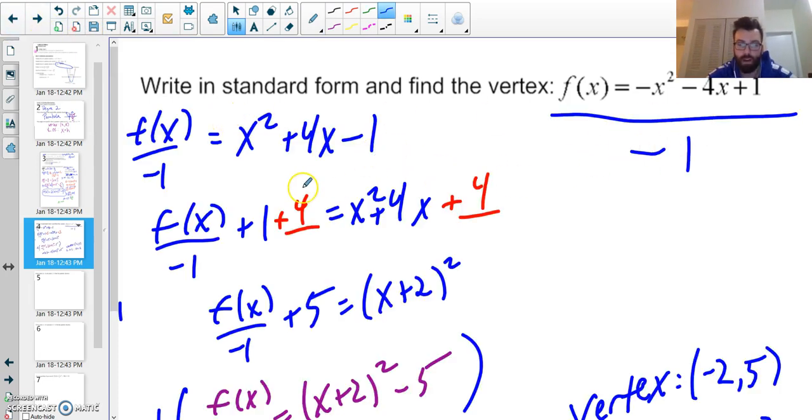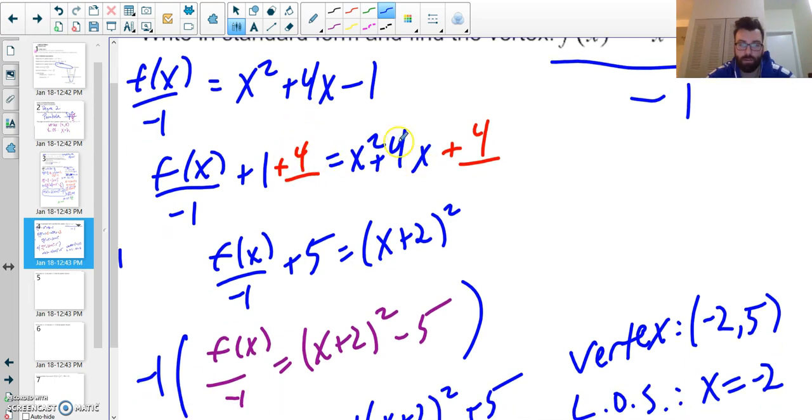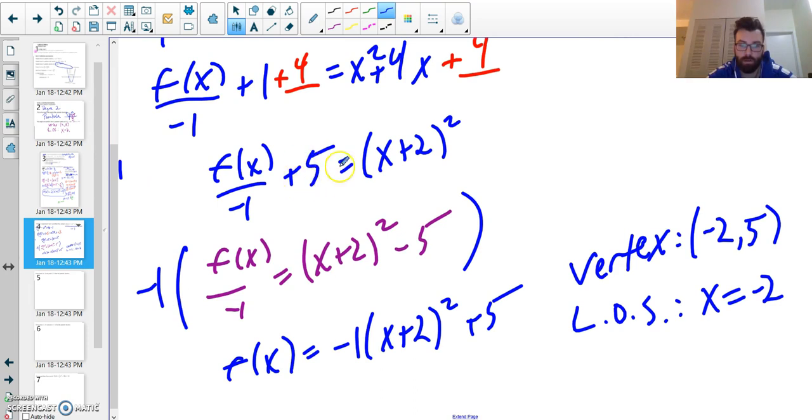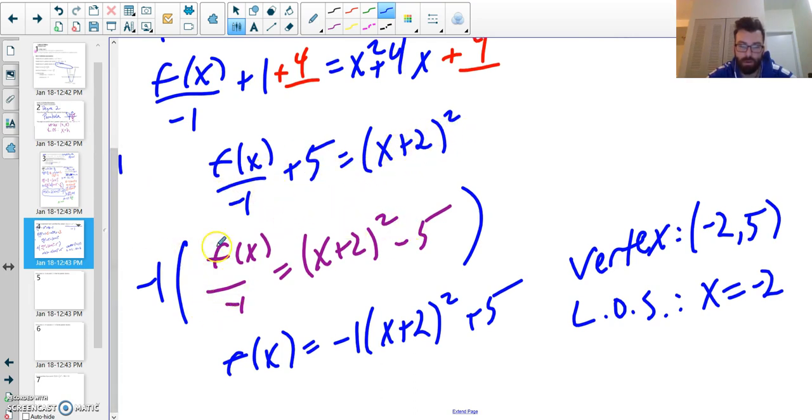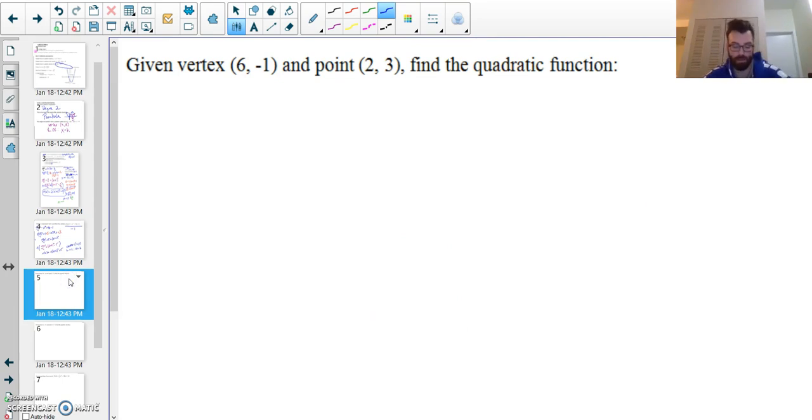Here's my work. I divided everything by -1. Took half of 4 and squared it to get 4. This became 5. This became x plus 2 squared. Moved the 5 over. Isolated f of x and solved, so I multiplied everything by -1. Every single term. The -1's canceled here. -1 there. Plus 5. Vertex is -2, 5. X equals -2 for the line of symmetry.